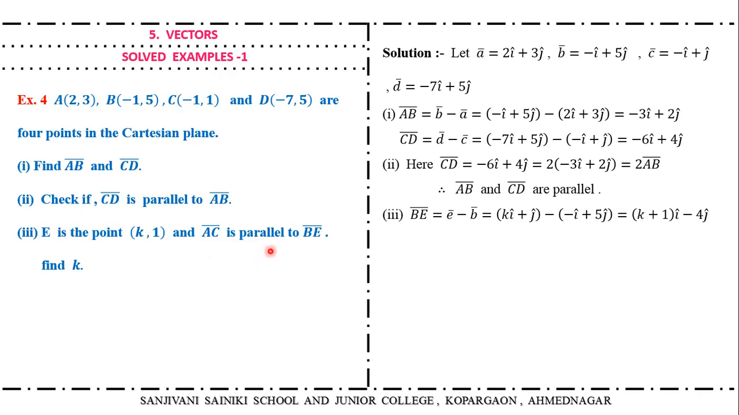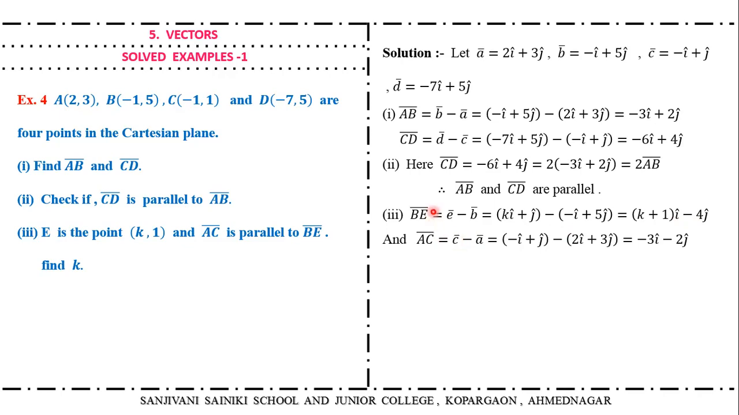The third: E is the point (k, 1) and AC bar is parallel to BE bar. Then we have to find the value of k. Now the position vector of the point E is k i plus j. So BE bar is E bar minus B bar. What is E bar? It is k i plus j. What is B bar? Minus i plus 5j. Take their subtraction. You get (k plus 1) i minus 4j.